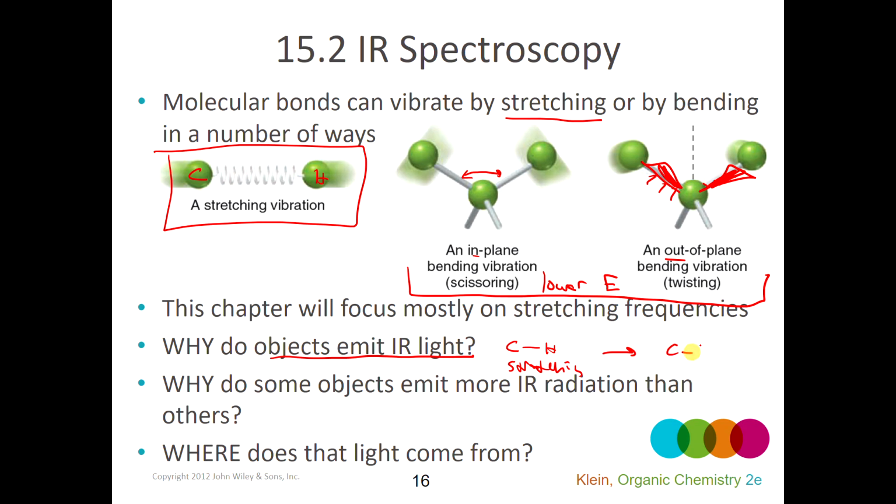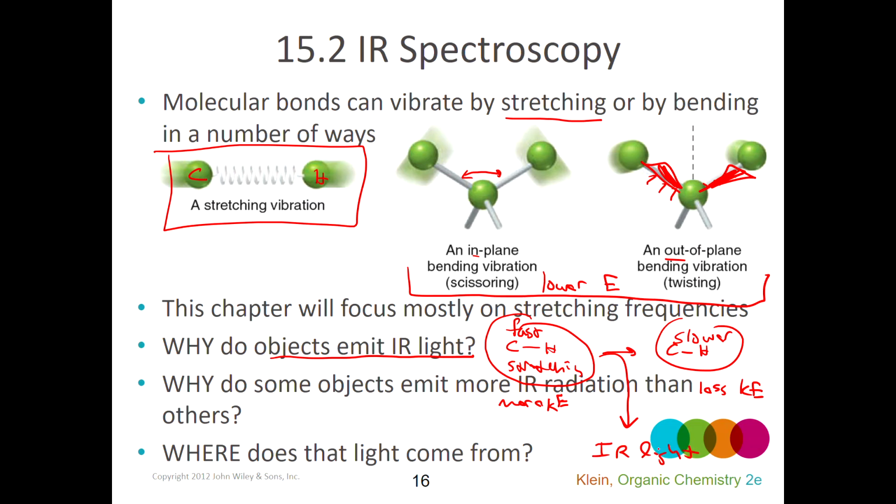If it stops stretching so much and the bond slows down, so this would be faster stretching, this would be slower. If it's not stretching so much, it doesn't have as much kinetic energy. That state of having more kinetic energy, going to not moving as much, so there being less kinetic energy, that kinetic energy can be lost and transformed into usually infrared light. So this light is created from kinetic energy that existed previously.